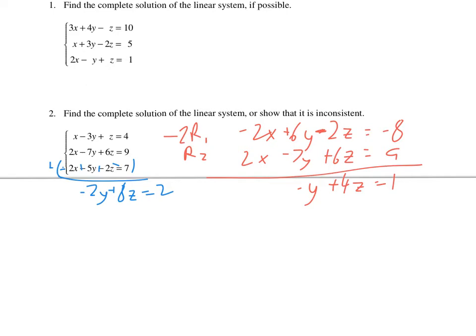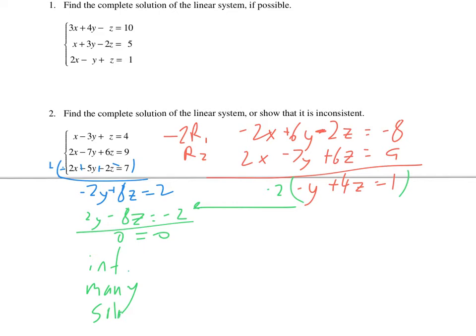Okay, so now I got two equations with two variables, so I'll go ahead and multiply this one by -2, so I can eliminate the y's, and that'll become 2y minus 8z equals -2. And so this actually turns into 0 equals 0, which is infinitely many solutions.